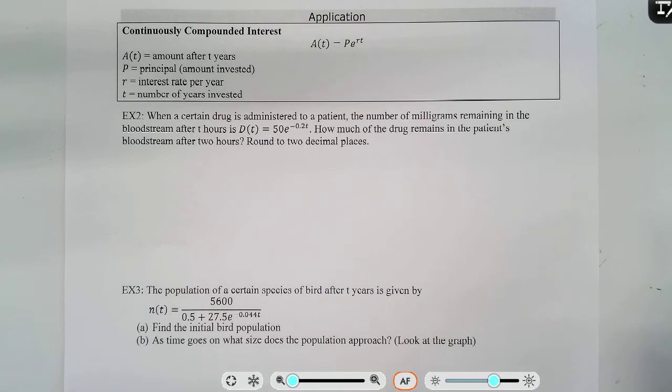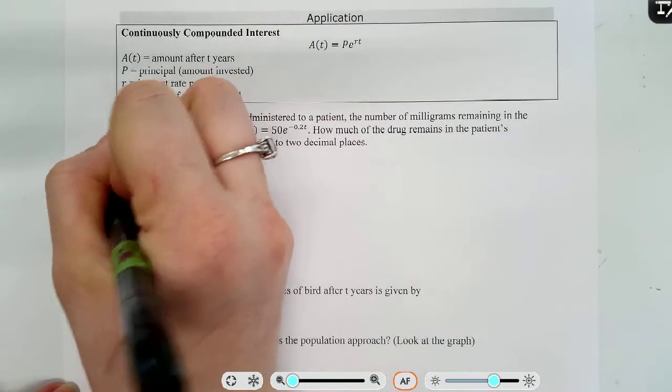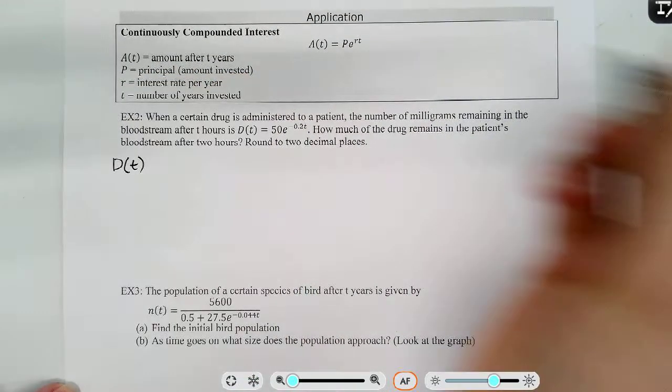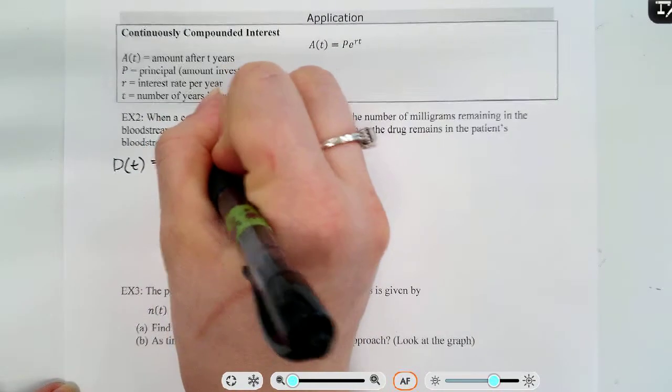Good to note. All right, so a certain drug is administered to a patient, and the number of milligrams remaining in the bloodstream after t hours is D of t. So we're given this. I'm going to change out to a better pen here. D of t equals 50 e to the 0.2 t.